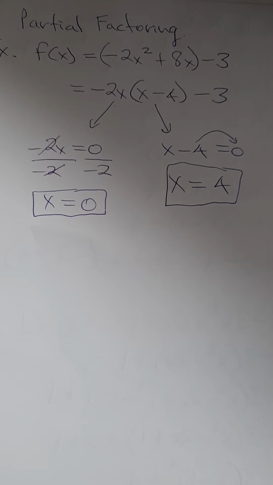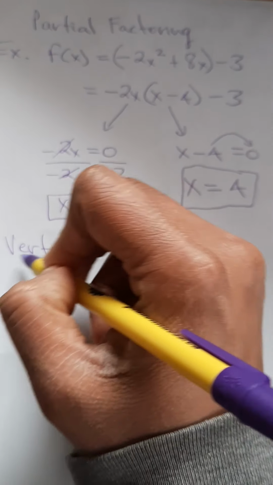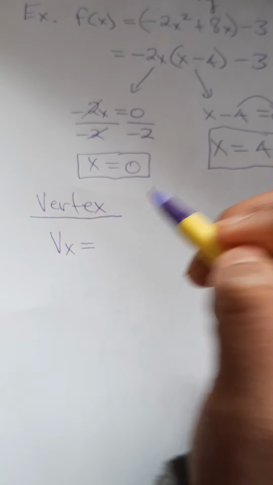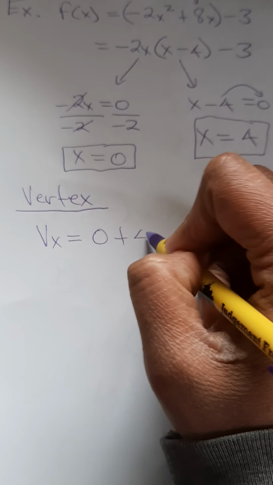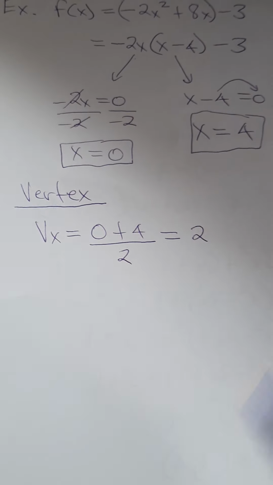So a question says, use partial factoring to determine the vertex of each function and state if the vertex is a minimum or a maximum, okay? Now say I'm solving for the vertex here. I always write Vx. This is the x point of the vertex. I'm going to add my two intercepts together, so 0 plus 4, and divided by 2. So 4 divided by 2 is equal to 2.